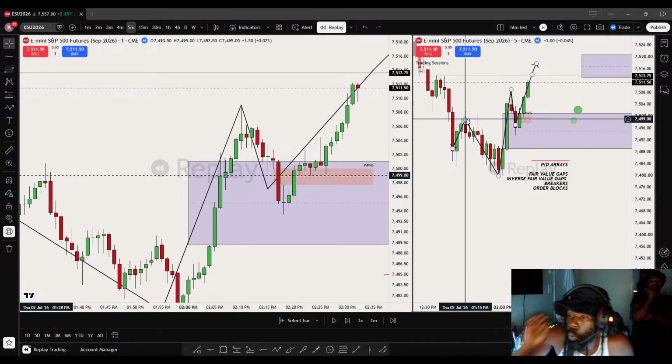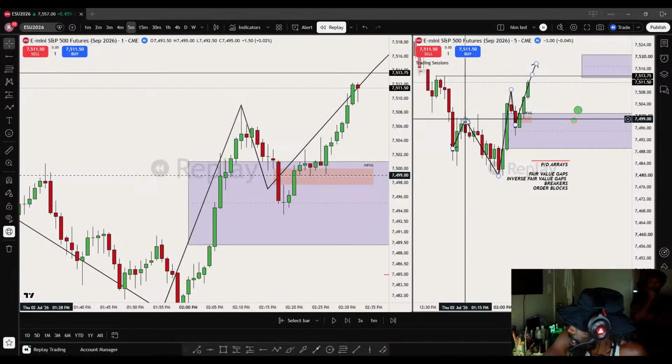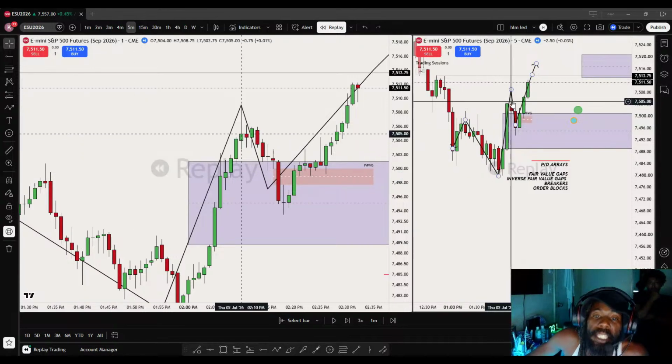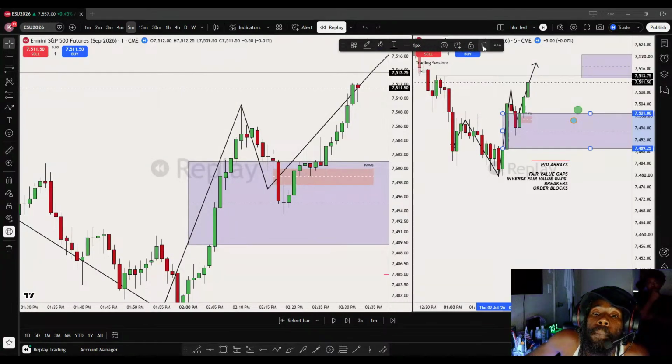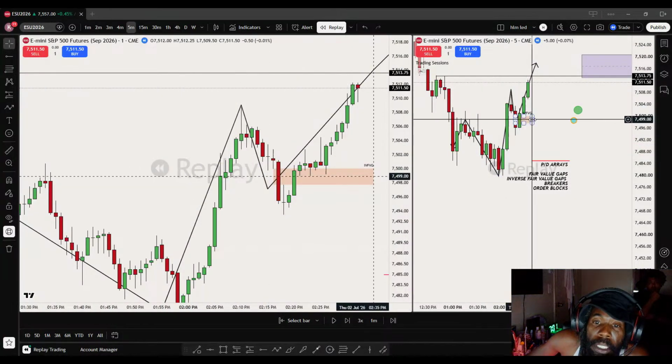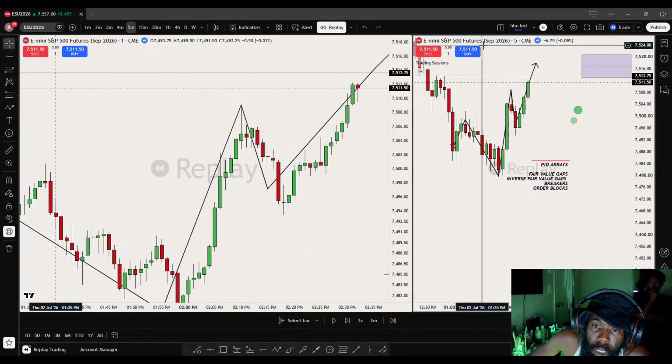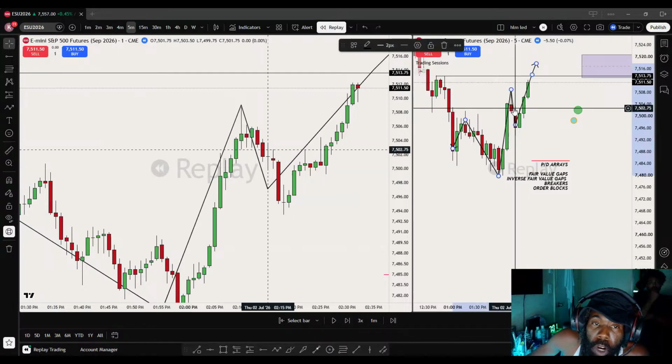So with this PD array, it's the same exact principle. You want to see it get retested. You want to see it stay in the upper half. Now let me draw out the actual breaker, the thing that you're gonna draw when you're drawing the breaker.